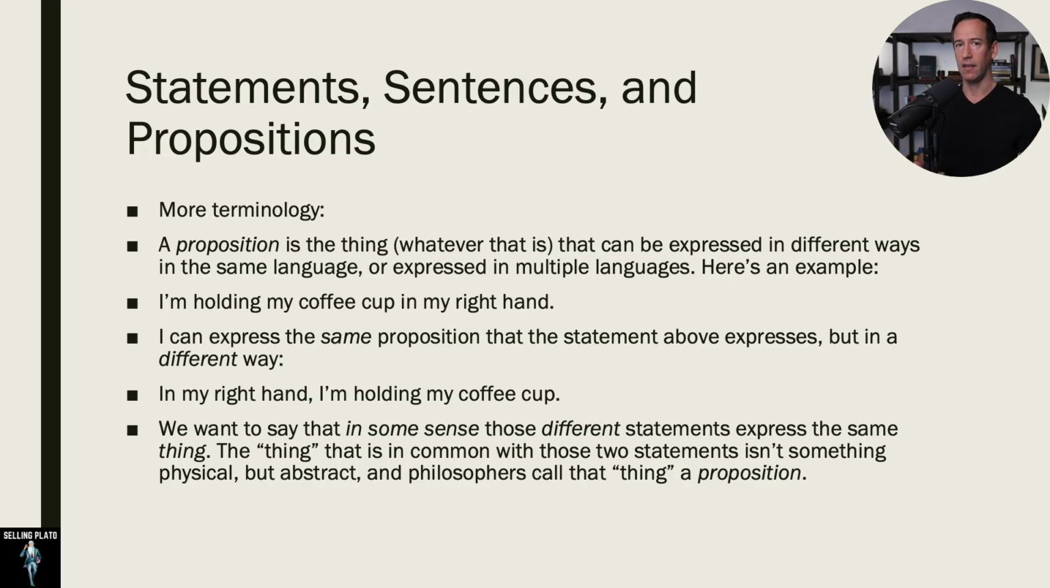So the thing that is in common with those two similar but different statements, it's not something physical. It's not something that you can touch or feel or weigh, right? It's abstract, we call it. And philosophers call that thing that is expressed in different ways a proposition. Okay, so that's what we mean by proposition. It's this thing that can be expressed in different ways.